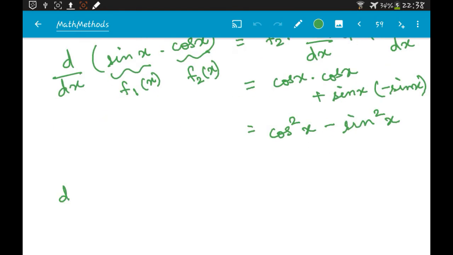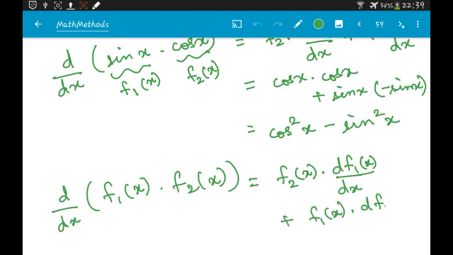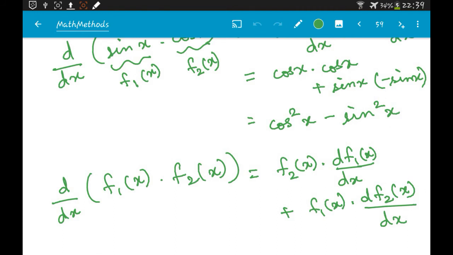Okay, so in general you can get d by dx of f1 of x into f2 of x is basically nothing but f2 of x into df1 by dx plus f1 of x into df2 of x by dx. Okay, so this is what you will get.